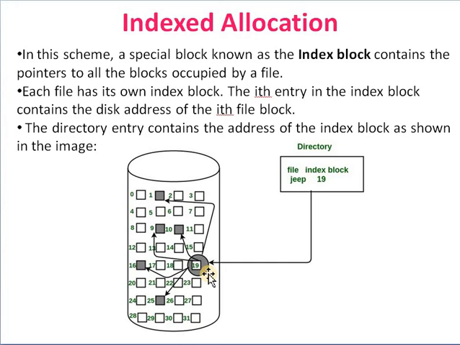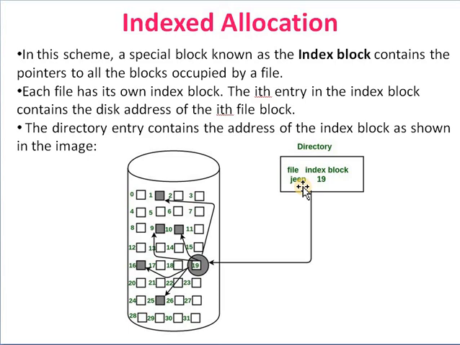That means this is an index block for the file zip, and this index record contains the entries for 1, 10, 9, 16 and 25, because in these blocks the records of the zip file are stored. Okay, this is indexed allocation.